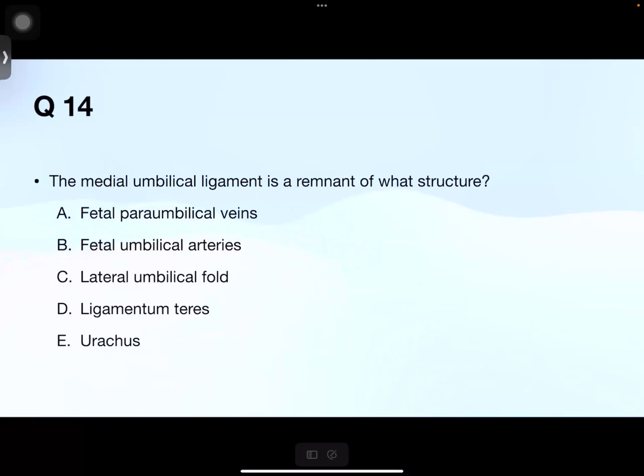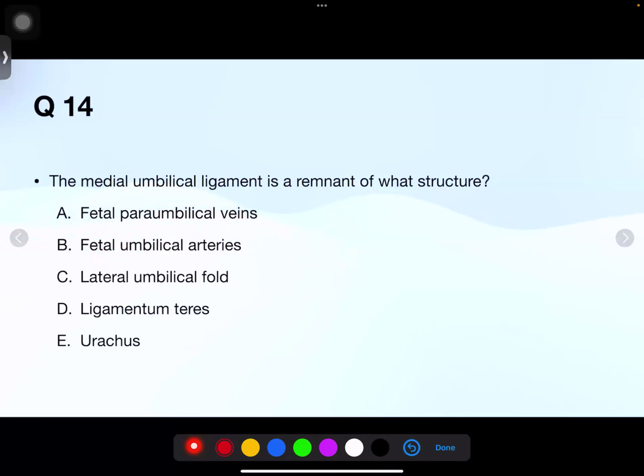Okay, so the medial umbilical ligament is a remnant of which structure? Fetal paraumbilical veins, umbilical artery, medial.